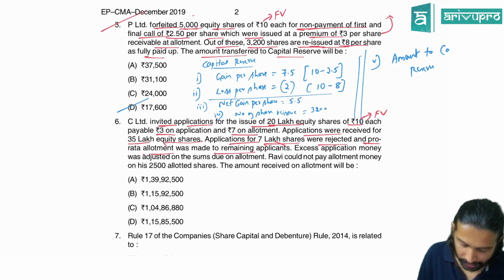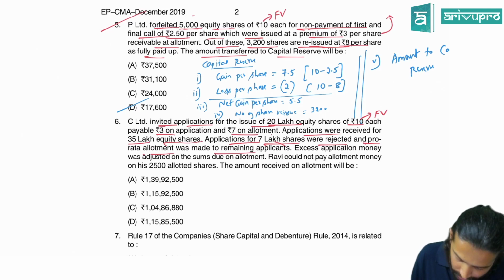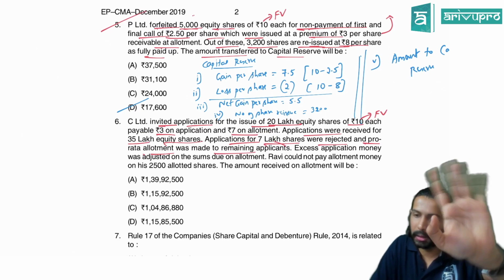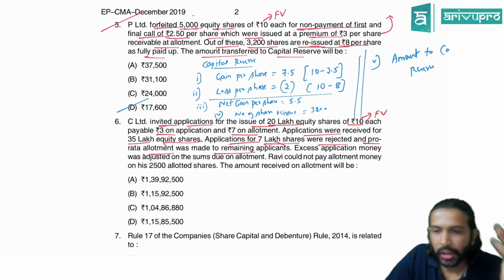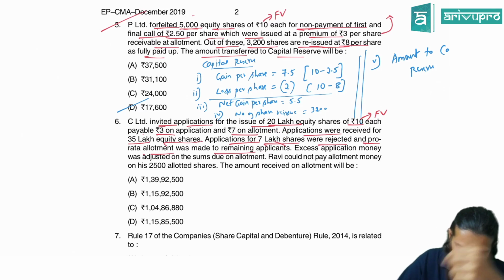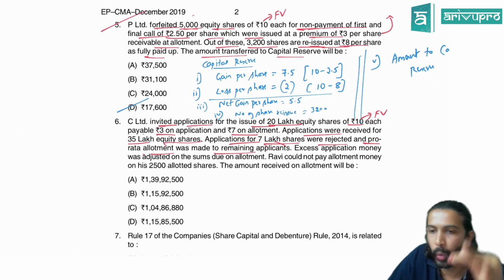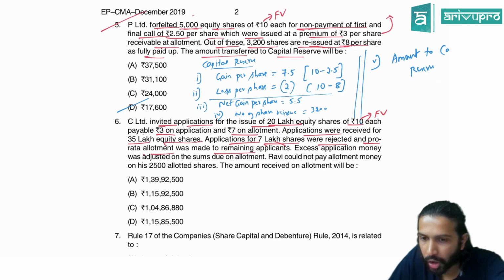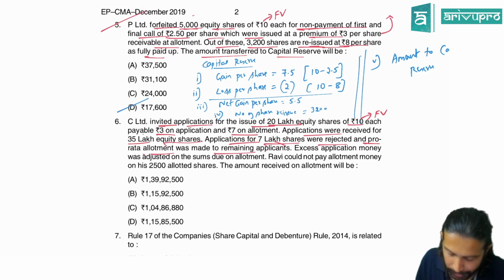What is the total applicants, sir? 35 lakh. Out of 35 lakh applications, 7 lakh applications got rejected, no share. That means how much remains? Out of 35 lakh, 7 lakh gone, how much will remain? 35 minus 7 will be 28 lakhs. On 28 lakhs, the company is doing pro rata allotment.